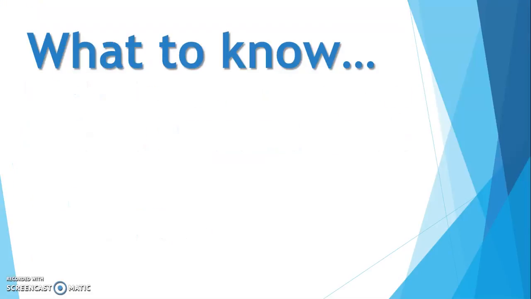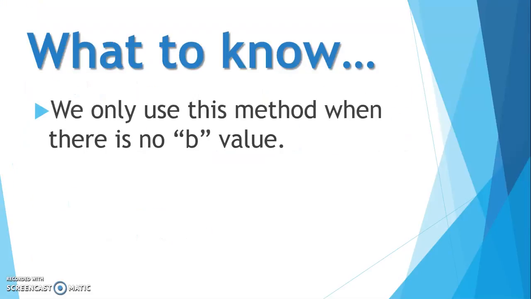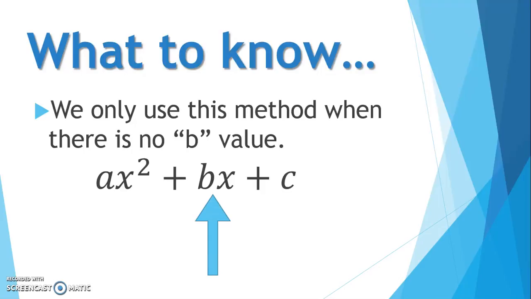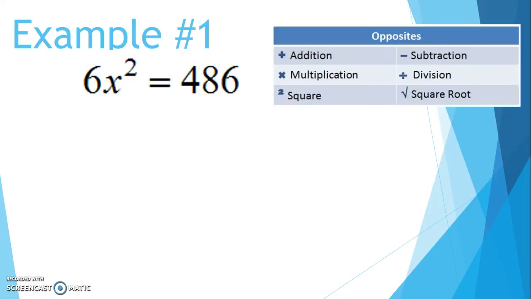So here's something you need to know before we get started. We will only use this method when there is no b value. Remember the standard form for a quadratic is ax squared plus bx plus c. So this b value right here will be missing. It'll look a lot more just like ax squared plus c. So if you don't have an x value, you can use this method, but if you do, you have to use a different method. So here's example number 1.